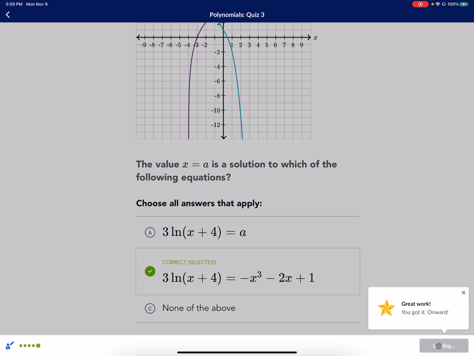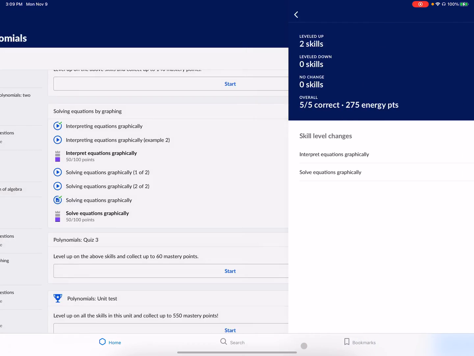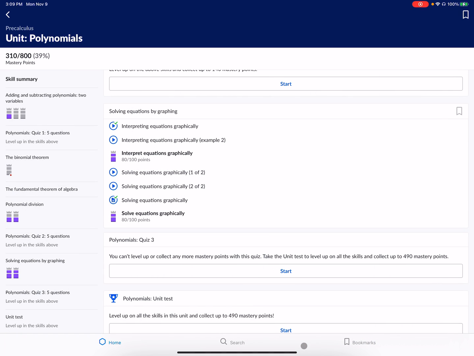So that's a run through of 5 problems. There you go. And I'm going to leave it right there so the video doesn't get too long. I hope that helped.